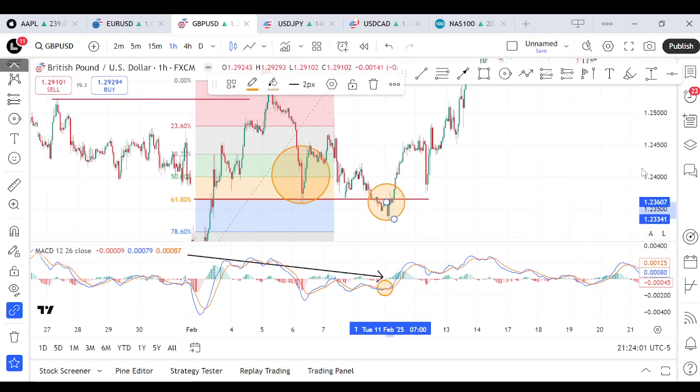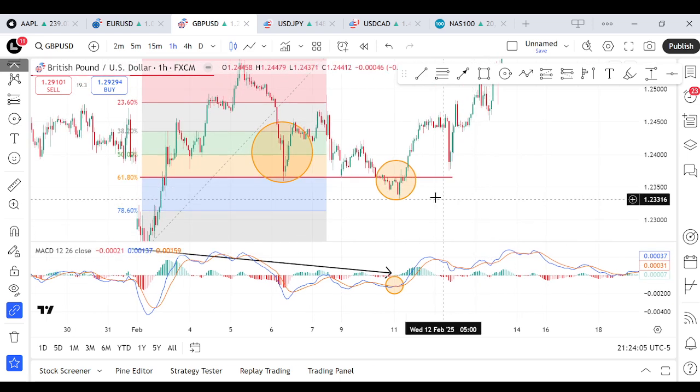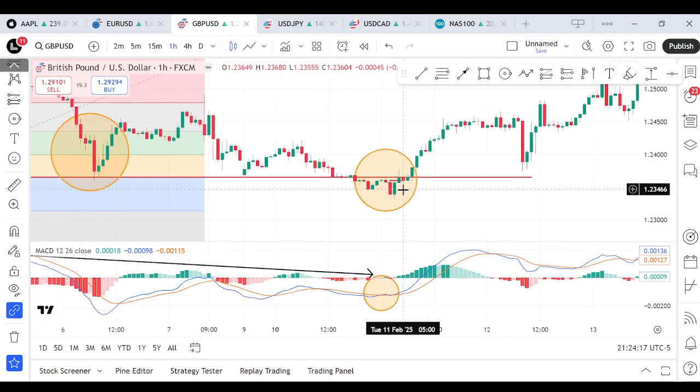Also, you can use additional price action or candlestick patterns to confirm your trades. Here we can see the three inside up candlestick pattern, which is this red candle, a green candle followed by another green candle which closes above the first candle's high, as you can see right here.